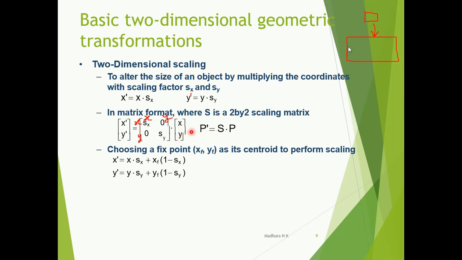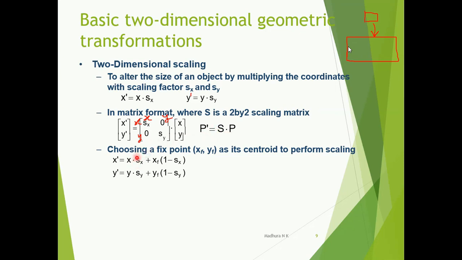So if you are going to generally write the scaling matrix, how do you write it? P dash is equal to s into p. Remember that this is a multiplication process. In translation you are going to add the translation factor. Here you are going to multiply by the scaling factor. So this is p dash is equal to s into p.